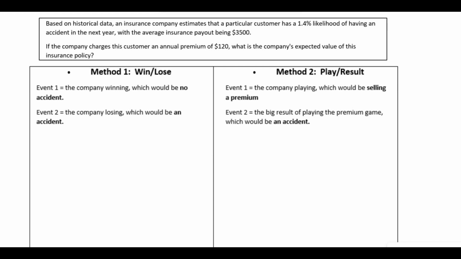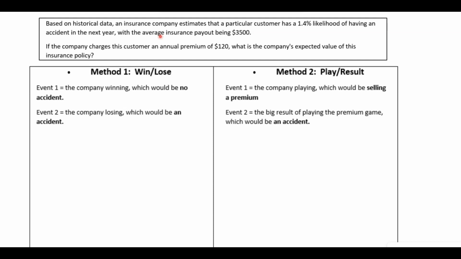Let's talk about expected value. First off, there's a couple of situations with expected value, and one of them is if it costs money to participate. So in this example, we're talking about a company and the expected value of an insurance policy. So it costs money to participate. There are two distinct approaches.